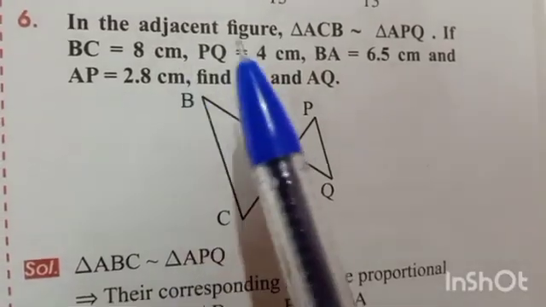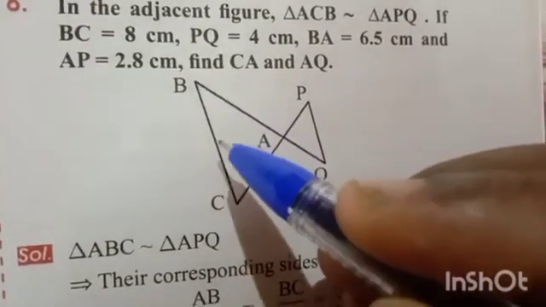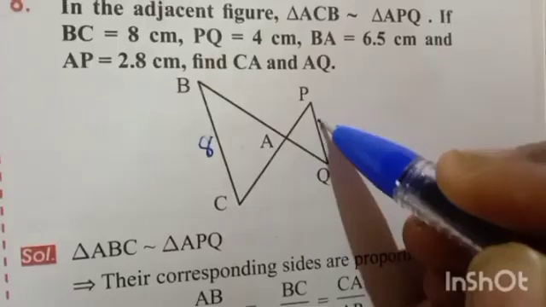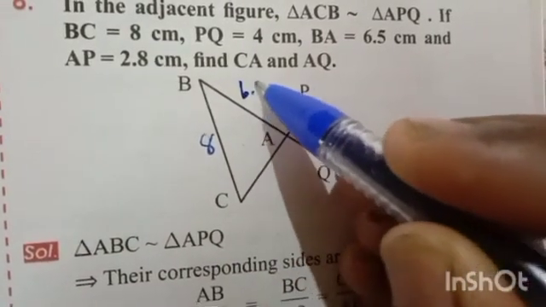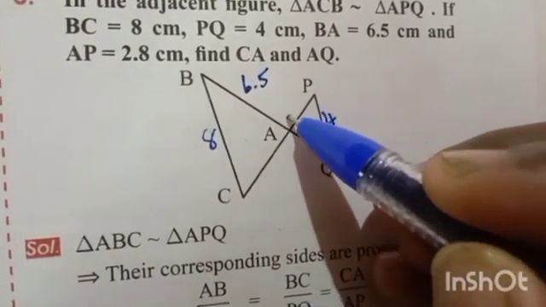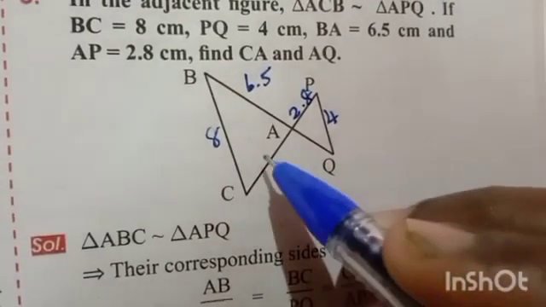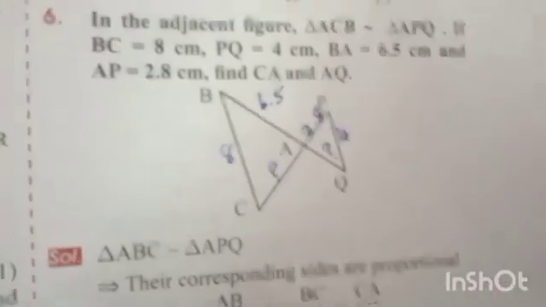Students, what measurements are given? First you have to mention them in the diagram. You have to draw the diagram and mention BC is equal to 8 cm, PQ is equal to 4 cm, BA is equal to 6.5 cm, and AP is equal to 2.8 cm. We want to find the CA measurement and the AQ measurement.